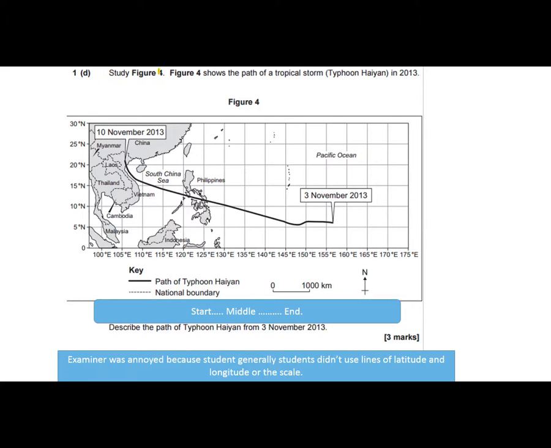So 1D says study figure 4. Figure 4 shows the path or track of the tropical storm. Some of you will have studied Haiyan. It says describe the path of Typhoon Haiyan from the 3rd of November 2013. You get 1 mark for saying where it started, 1 mark for saying what happened in the middle, 1 mark for saying where it ended up.